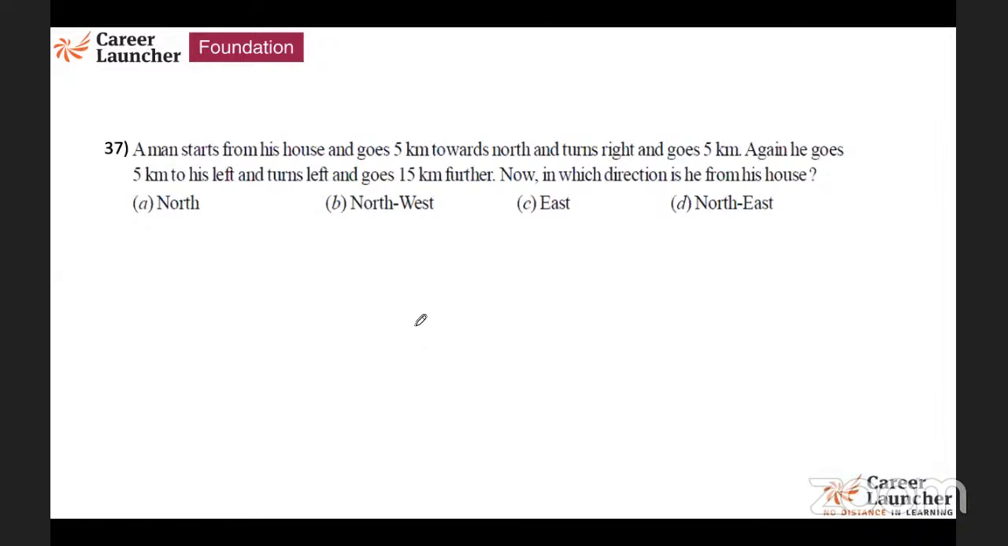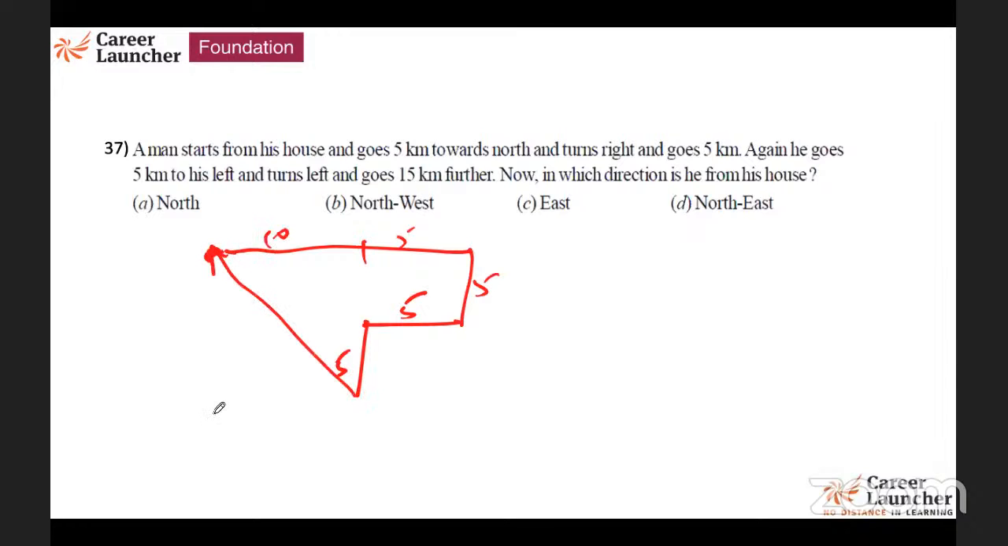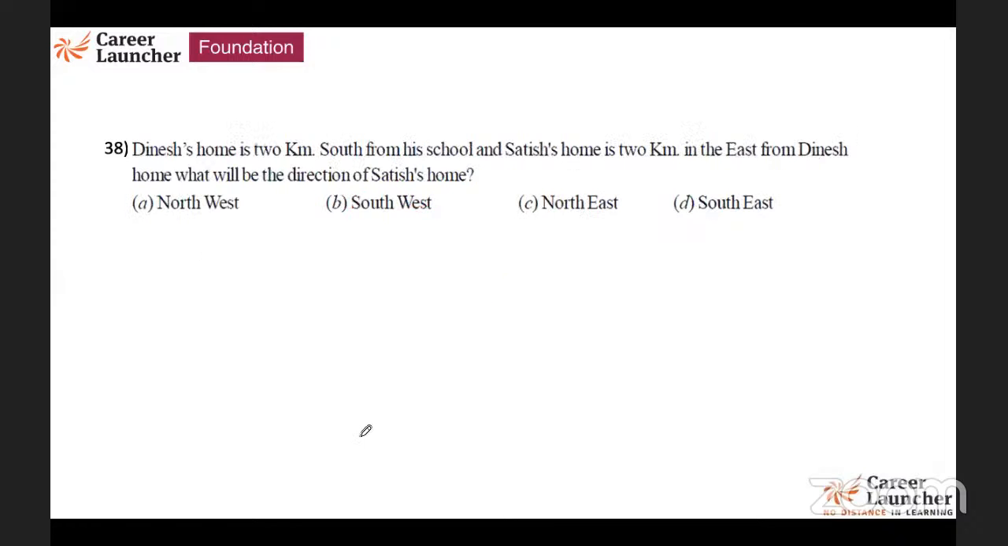Next question. A man starts from his house and goes 5 kilometers north. Now he turns right and goes 5 more kilometers. Again, he goes 5 kilometers to his left and then turns left and goes 15 kilometers. This is 5 and this is 10. So he is somewhere here. Which direction is he? This is west, this is north. Therefore, the answer has to be northwest. These are easy questions, guys. We should take quick time to do this.